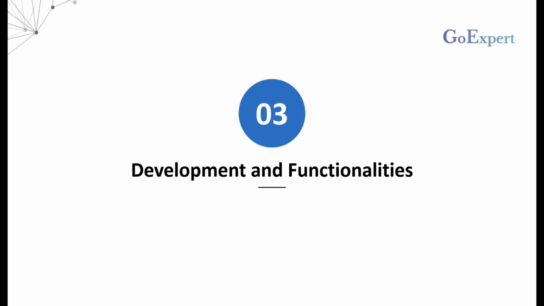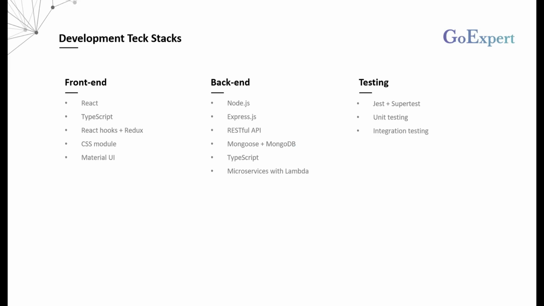Thank you, William. So the third part is about our development and functionalities. Here's the main tech stack we use in both front end and back end. We use TypeScript, and in the front end we use React Hooks and Redux to manage state, and we use CSS modules and Material UI as the UI framework. In the backend, we use Node.js with Express.js to develop RESTful APIs and MongoDB as the database. We have also moved some APIs to microservices with Lambda. And for testing, we conduct both unit testing and integration testing using Jest and the Supertest library.